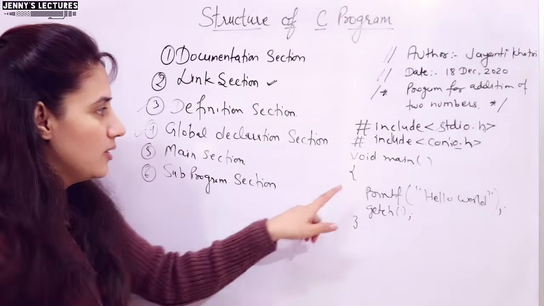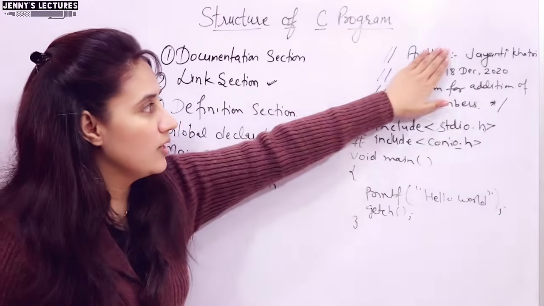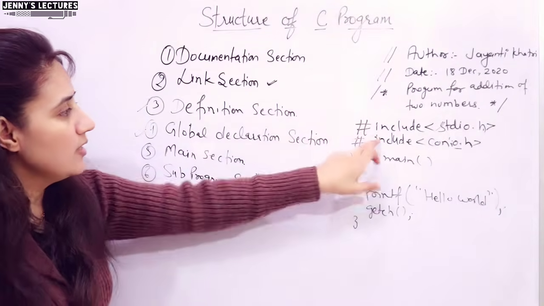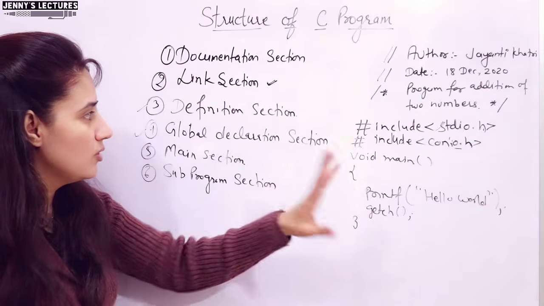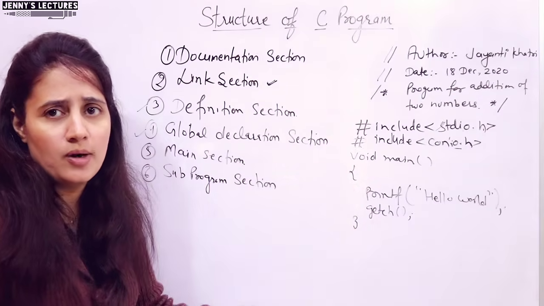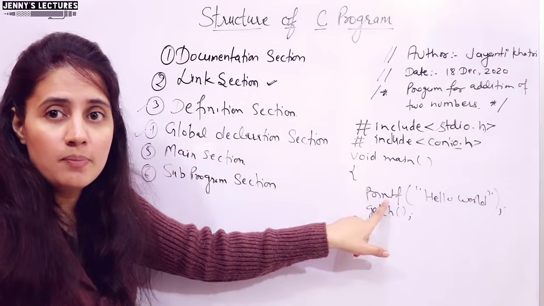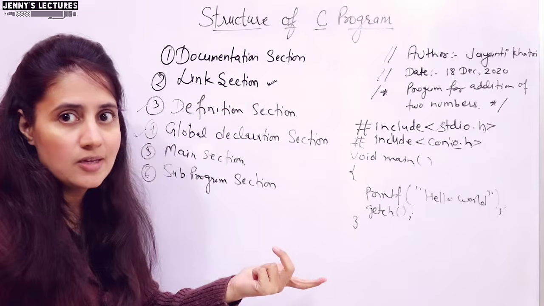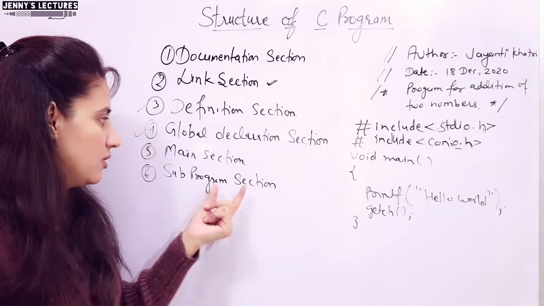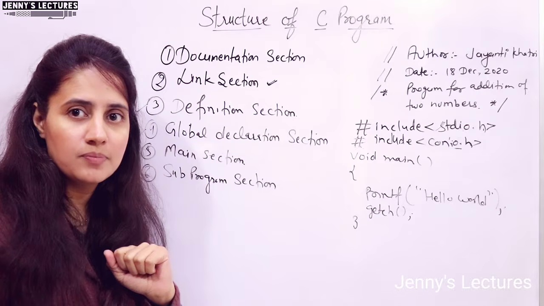Fine. So see, we haven't included a documentation section in this. Suppose I am not writing this. We have only the link section; the definition section is not there, the global declaration section is not there, because we are not using these things in this program. This is a simple program. In main I have only the executable part, there is no declaration part, that is fine. And after that, that's it. There is no subprogram section in this program, right?